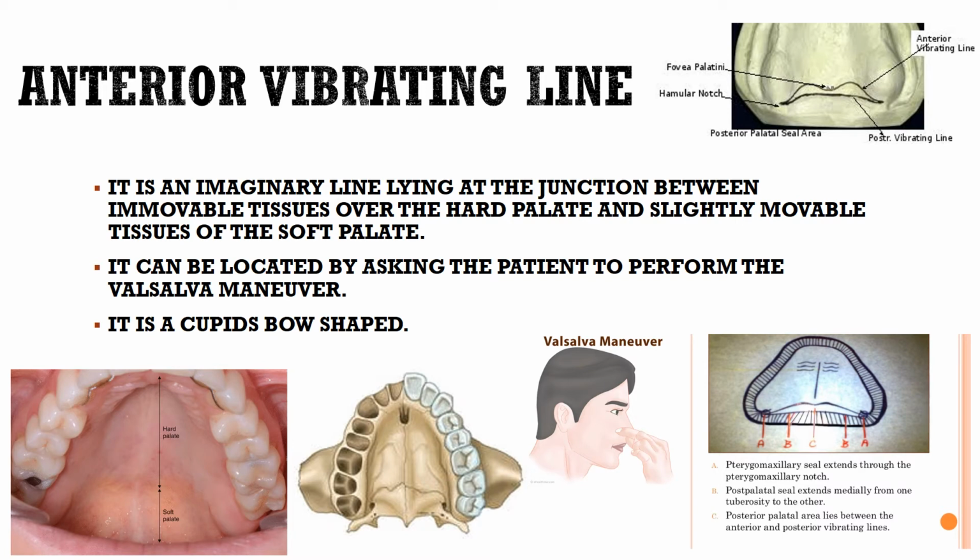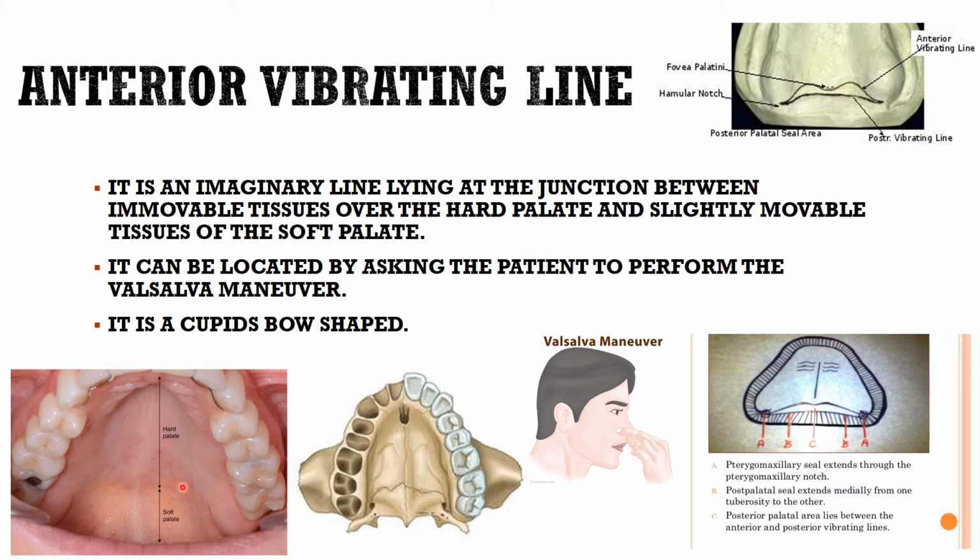So starting off with the vibrating line. This is your hard palate and this is the soft palate. The hard palate is present anteriorly and the soft palate is present posteriorly. At the end of your hard palate, which is immovable, it is the imaginary line lying at the junction between the immovable tissues of the hard palate, over here, and slightly movable tissues of the soft palate. The front portion of your soft palate is slightly movable, and the back portion over here is definitely more movable.